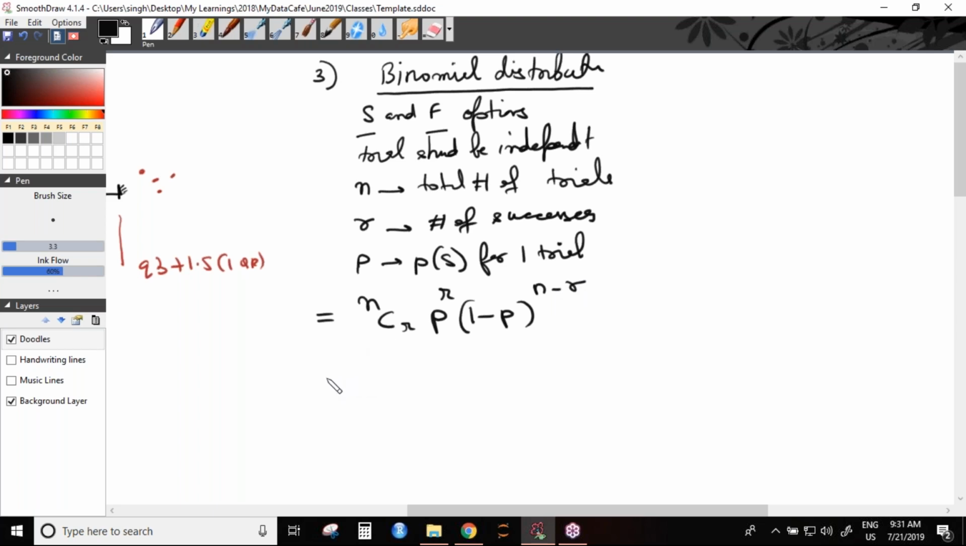In Python, what did we see? How did we get this formula in Python? We saw it was binom dot probability mass function, right? It was this, right? Right, guys?